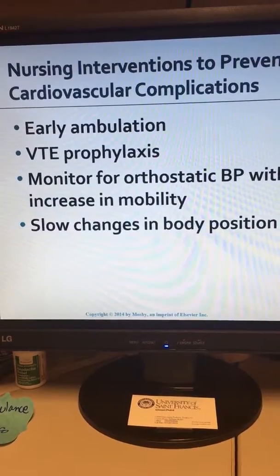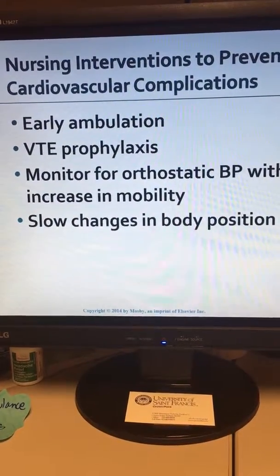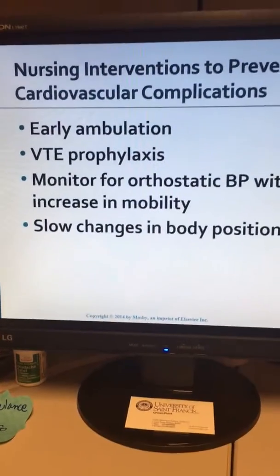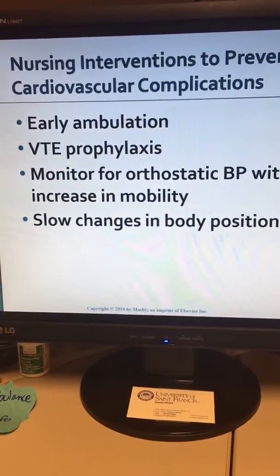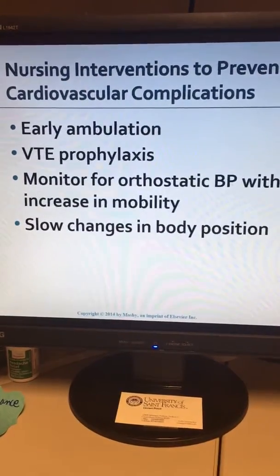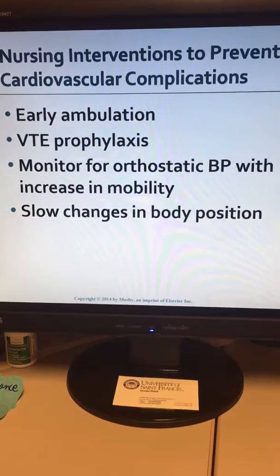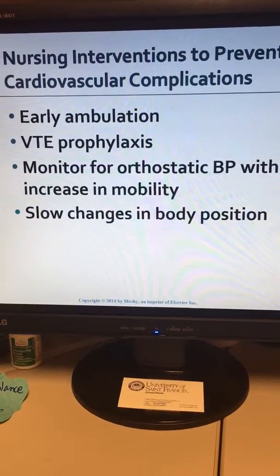So neurological, cardiovascular. Early ambulation, get them up and moving, especially when they're out on the floor. VTE prophylaxis, they might be getting low molecular weight heparin. And again, we want to monitor them for orthostatic blood pressures with increasing mobility.